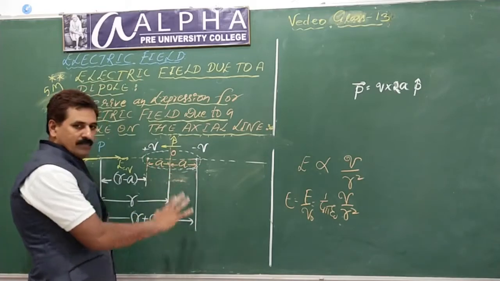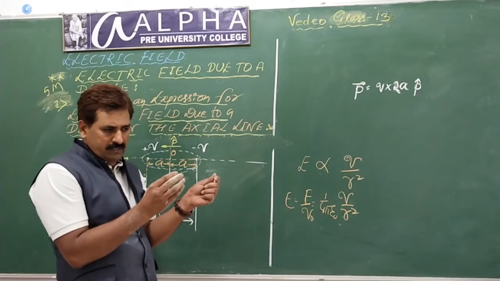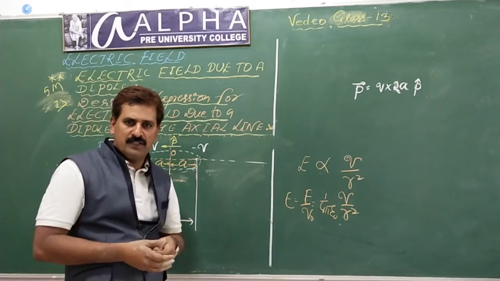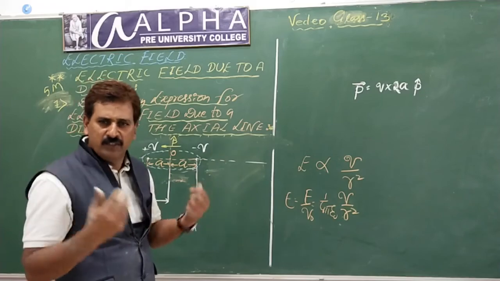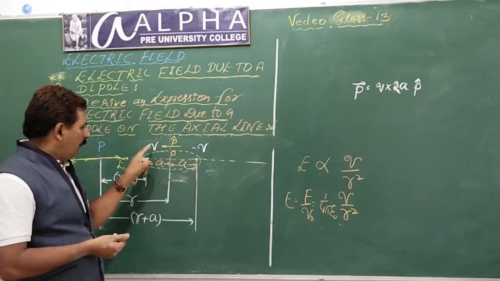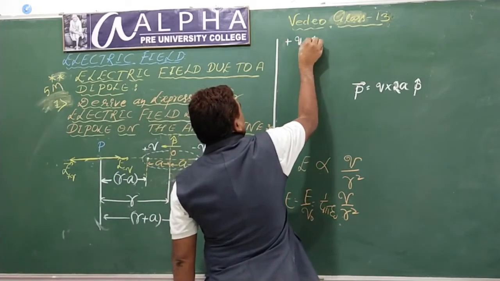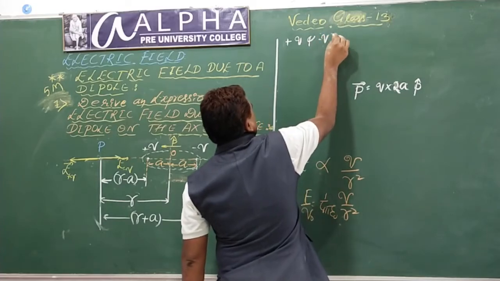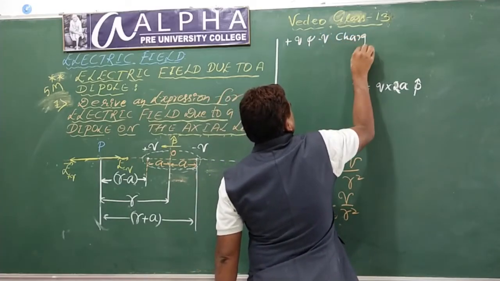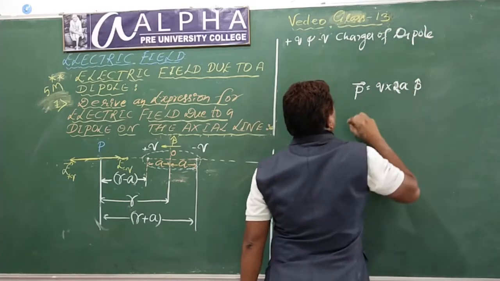Explain the diagram in your own words. You do not need to write the sentence-to-sentence, word-to-word explanation you see in your textbook or notes. You can write in your own words. What is this? A dipole. Plus Q, minus Q. Charges of a dipole. Like this you can write in your own words.